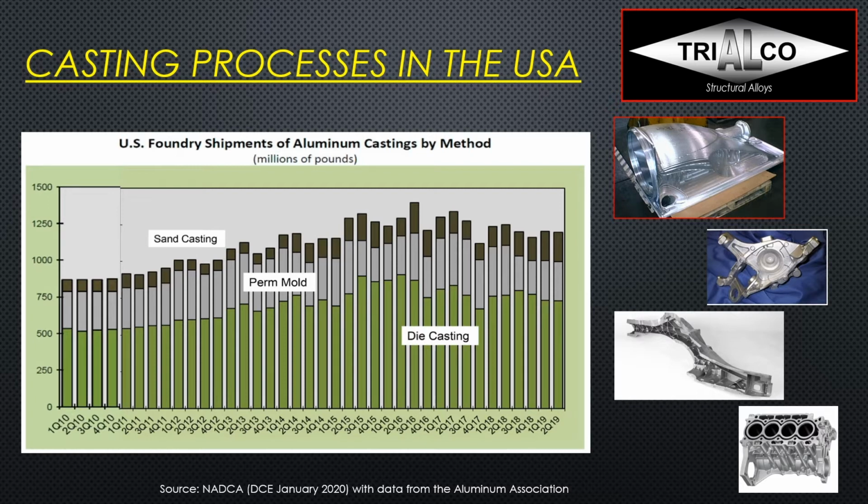If we look at the typical applications, we can quickly see that they are very different. For example, on the bottom you see a high pressure die cast engine block, which is relatively thick-walled and usually made in a 380 alloy. And then above it is a very different part.